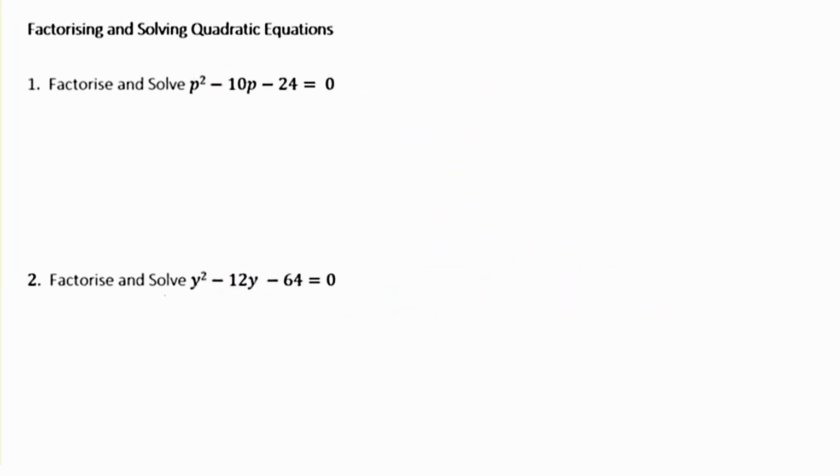For number 1, we are factorizing and solving p squared minus 10p minus 24 is equal to 0. So we need to look for two numbers that multiply to give us negative 24, and the same two numbers need to add to give us negative 10. So we can first do this by looking at the factors of 24. So we've got 1 and 24, we've got 2 and 12, 3 and 8, 4 and 6.